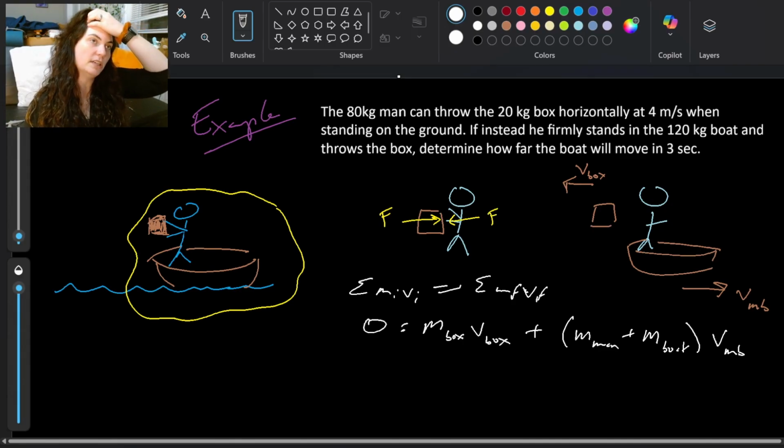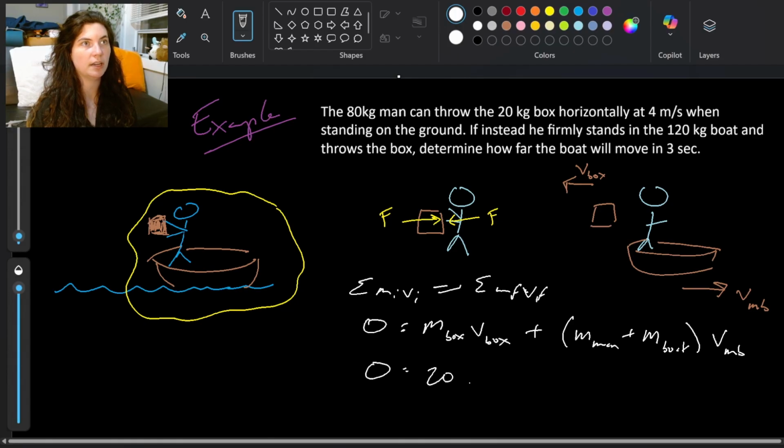I'm going to start plugging some things in here and see how far we can get with this, because we're given all of these initial masses. Our mass of our box is 20 kilograms times the velocity of the box, which we don't know.